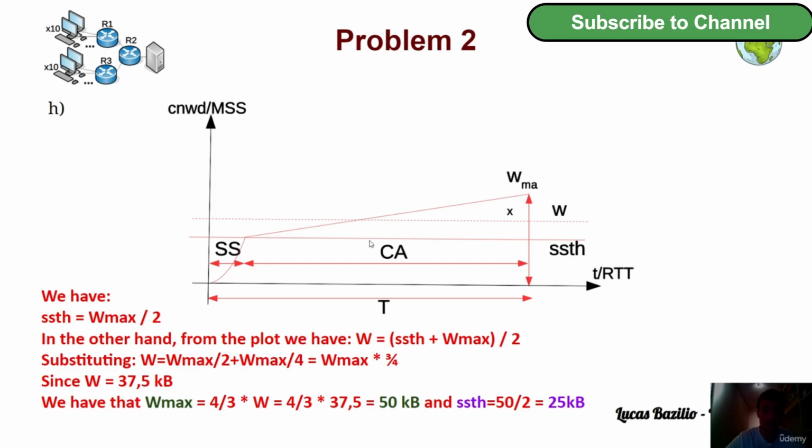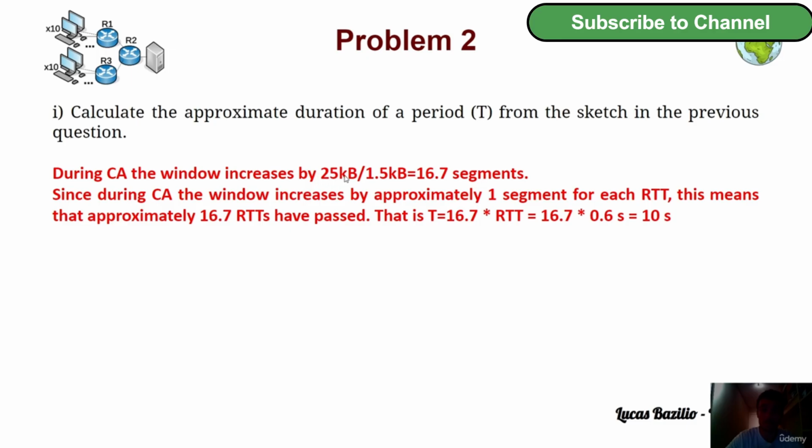Well, very simply, we can divide this difference, the 25 kilobytes, by the value of a maximum segment size. Remember that one maximum segment size is 1500 bytes. This is the same as 1.5 kilobytes. Since we have the numerator and the denominator in the same unit, we can simplify, and so now we have the value in segments. If we divide 25 by 1.5, this gives us 16.7.